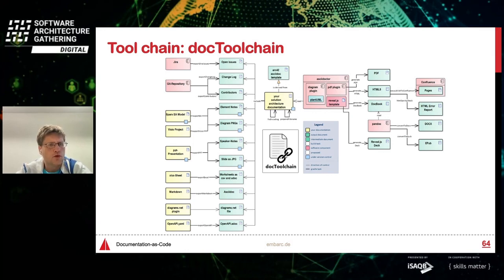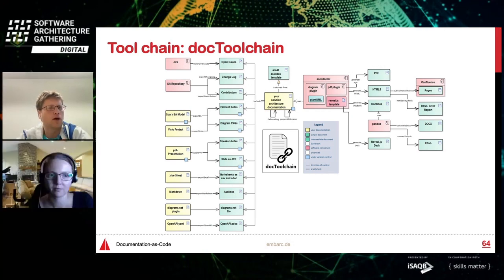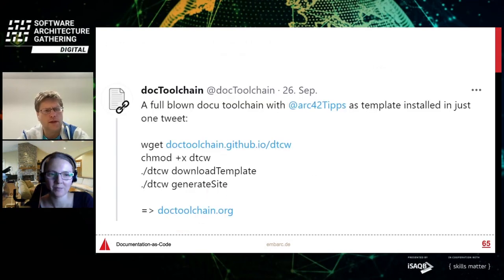On the left-hand side, there are a few input formats you could use. For example, Jira issues you could import in your AsciiDoc documentation, or also information from your Git repository, or information which is already in your Enterprise Architect model, or in your Visio files, or in your PowerPoint presentations, or Excel sheets, or lots of cool things you could just integrate, which are already there, and you don't have to copy it and write it again and again. So just have a look at docToolchain. It's quite easy to use.